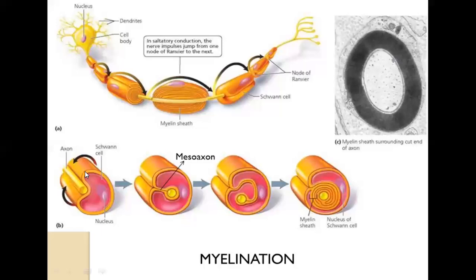Just remember that the fused ends of the Schwann cell, the cell membranes, will also get fused to form the mesoaxon. Then we can see this mesoaxon will elongate and spiralize. And the cell membrane of the Schwann cell will secrete cholesterol and phospholipids. That is what helps to form the thickened myelin sheath.